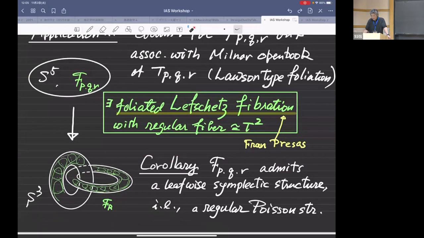But anyway, that was 4 years ago, and Frank Pressas has proposed that instead of looking for new examples, let's look for a new proof.